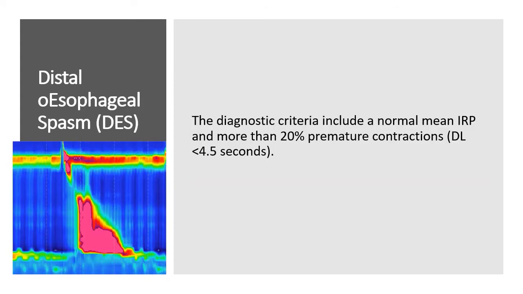The diagnostic criteria of distal esophageal spasm includes a normal mean IRP and over 20% premature contractions, which have a distal latency less than 4.5 seconds.